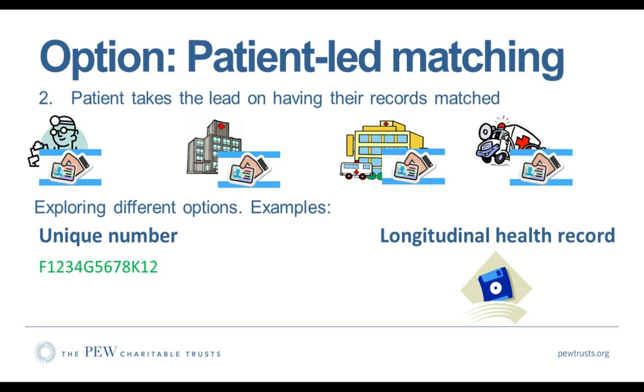We're exploring different options, including, again, the use of a unique identifier or aggregating information all in one place for a longitudinal health record so that the patient themselves can share that information. And as many of you know, the CARIN Alliance, which is a group of healthcare providers and technology vendors and others, has also been looking at how to make sure that the patient receives their health data.